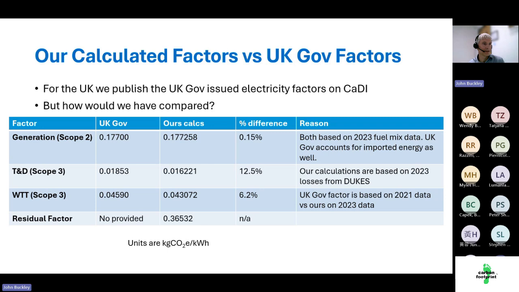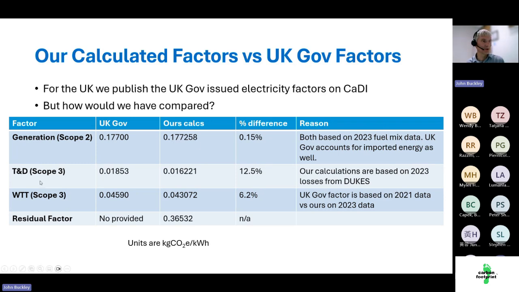So this table here shows our generation scope 2 factor. The UK government's one is 1.177. Ours is just a little bit higher. It's less than 0.2% difference. So it gives us quite a bit of confidence that our methodology is pretty good. The UK government also accounts for imported energy as well, which our factor hasn't done this year. So that will be part of the reason for the difference.